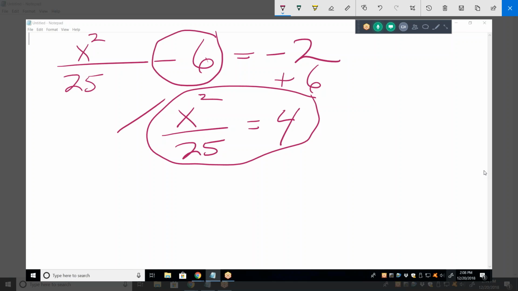You're getting rid of, always get rid of parentheses and denominators. How do you get rid of that denominator? By, okay, it gives me x squared equals 100. That's the next line. Now, what's the next thing to do?